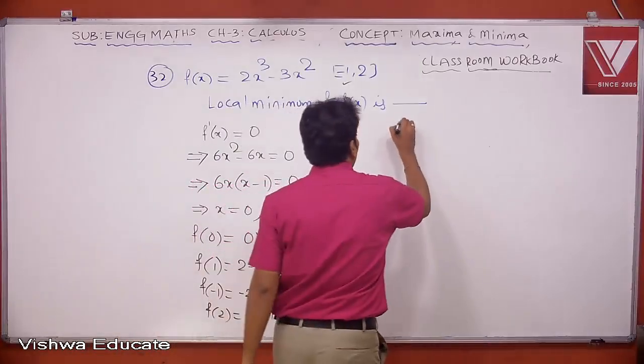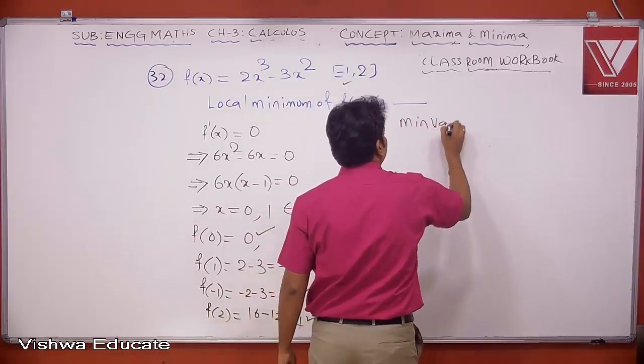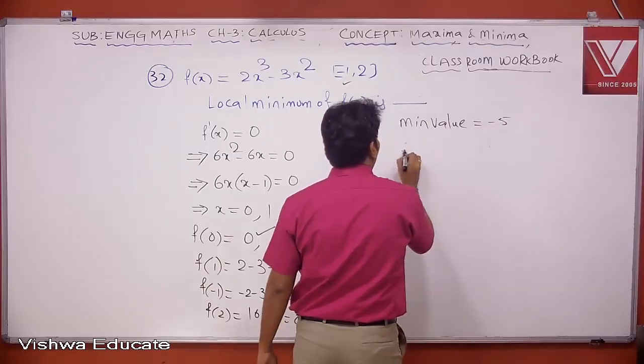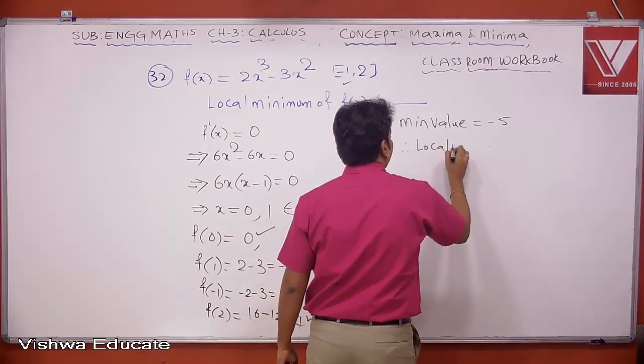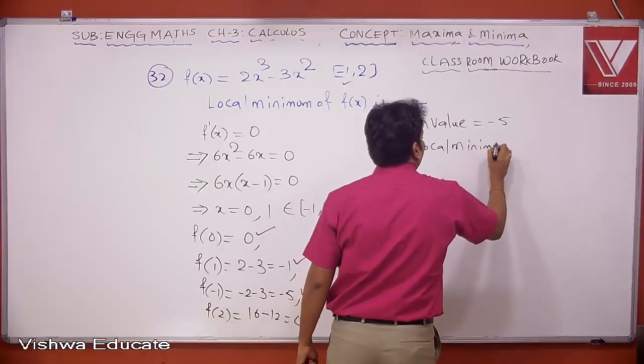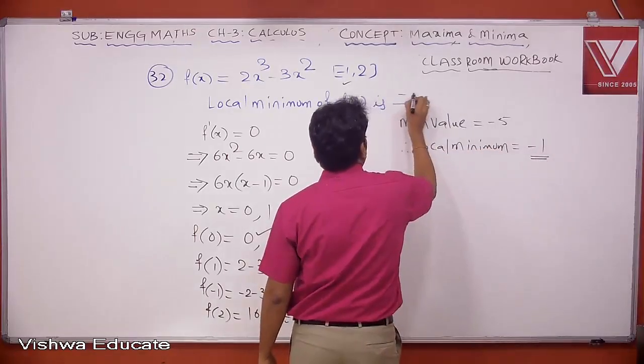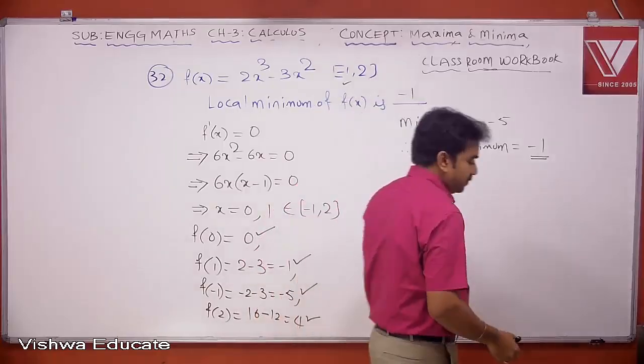So here the minimum value is minus 5. Therefore, the local minimum is minus 1. Local minimum equal to minus 1. So in the blank, you write minus 1.